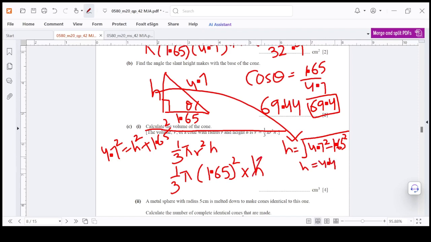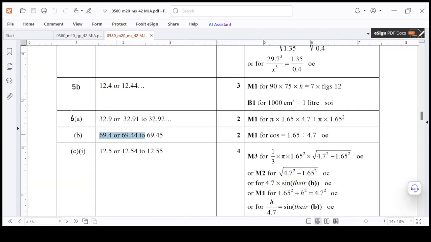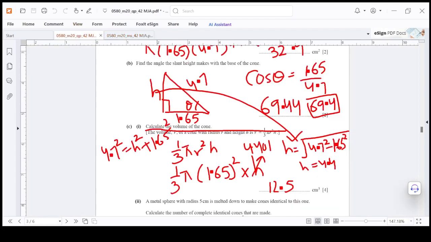4.40085. So let me replace this with 4.401 after rounding. So that times 1.65 squared times pi times 1 by 3 is coming out to be 12.4546, so 12.5 after rounding, and I swear if this is wrong, I'll quit. No, it's not wrong, thank God. It's 12.5. Okay.